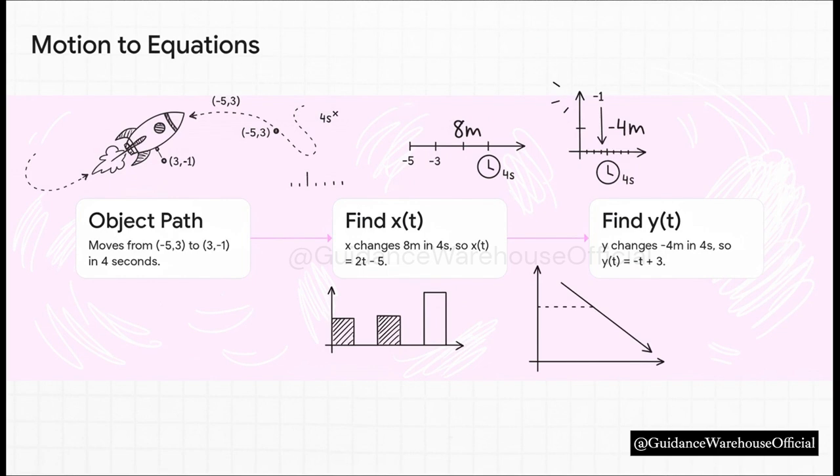Now let's connect this to real life with another example. Imagine an object moving at a steady, constant rate from the coordinates -5, 3 to the point 3, -1. And let's say this trip takes exactly 4 seconds. Let's build those equations. First, just look at x. It goes from -5 to +3. That's a distance of 8 meters covered in 4 seconds, meaning our horizontal speed is 2 meters per second. So our x of t formula is simply 2t minus 5. Now for y. It drops from 3 to -1. That's a change of -4 meters in 4 seconds, so its vertical velocity is -1 meter per second. Bam! Our y of t formula is -t plus 3. See? We've just perfectly mapped real-world physical motion into a clean algebraic system.